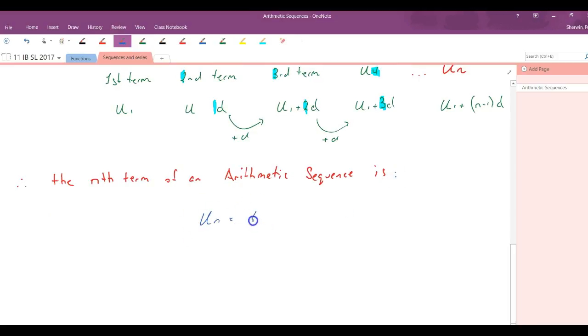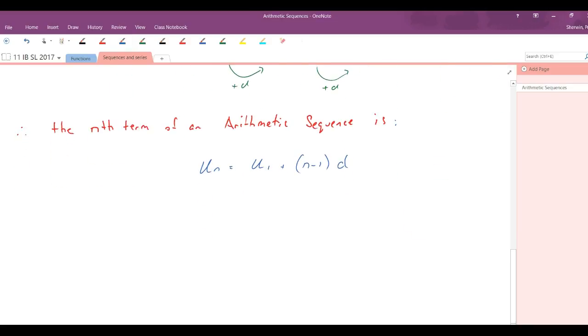Un equals u1 plus (n minus 1)d. Remember, n represents the number of terms, or the number of a particular term. All right, so let's look at a couple of examples, then we'll close on this YouTube. There are some examples here.